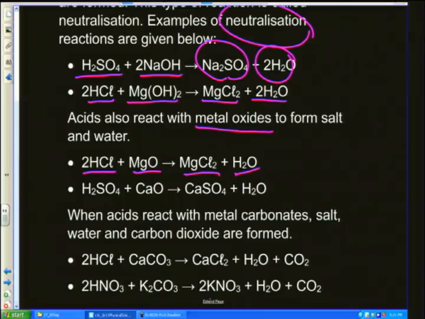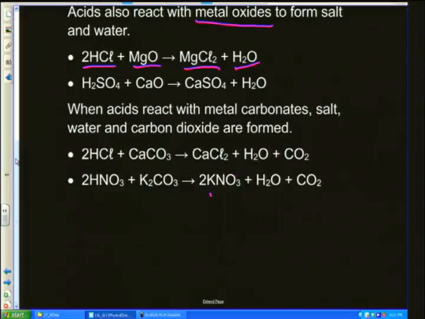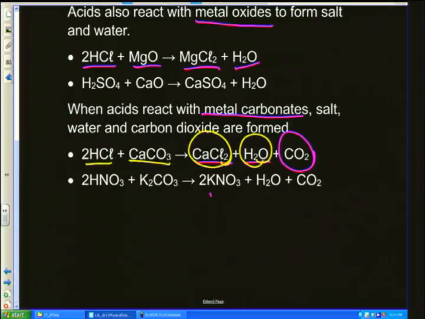On the other hand, we can also have acids reacting with metal carbonates. In this case, if you've got acids reacting with metal carbonates, you're going to form salt, water, this time plus carbon dioxide, because you are having carbonates that are involved there. For example, HCl reacting with calcium carbonate, you can see you've got an acid and a carbonate. What are you forming? You're forming calcium chloride, water, and carbon dioxide.